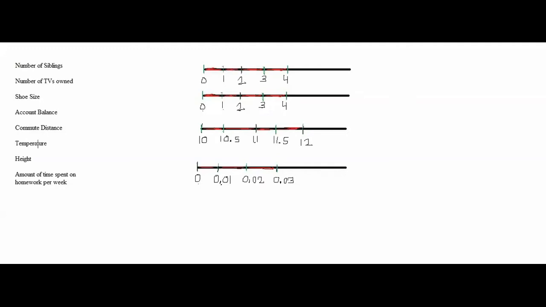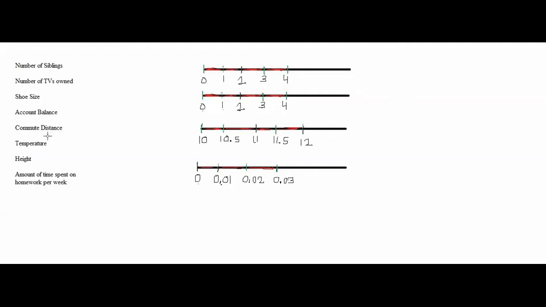Commute distance, temperature, height, and amount of time spent on homework per week would actually all be continuous variables. They are continuous variables because in each of these 4 examples, the possible values aren't separated from each other. We don't have any of these gap areas.